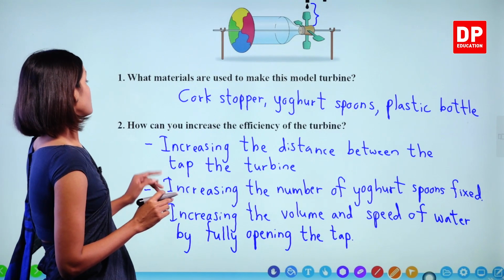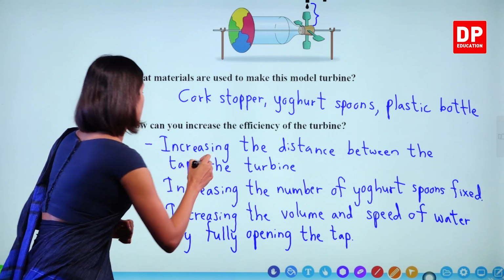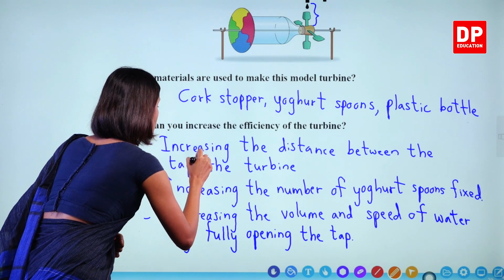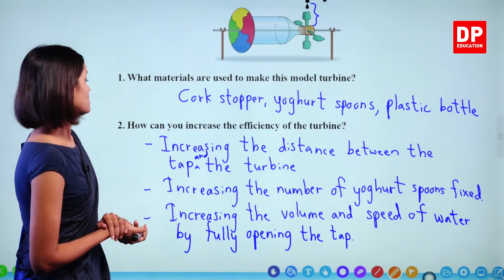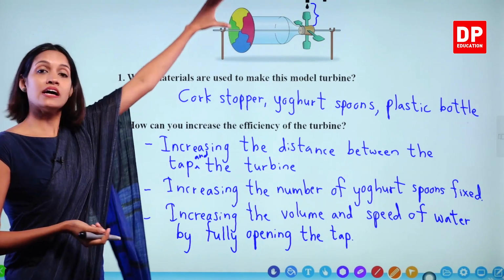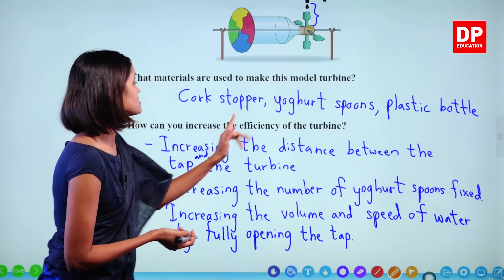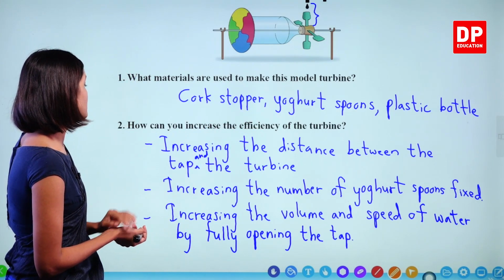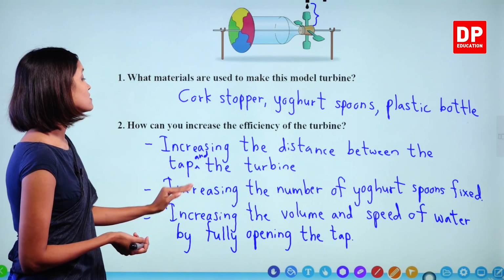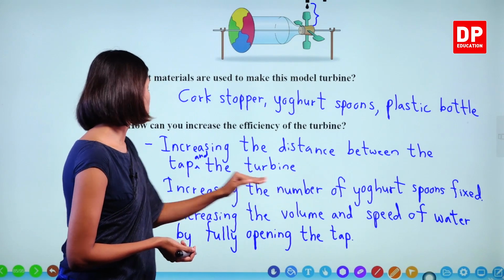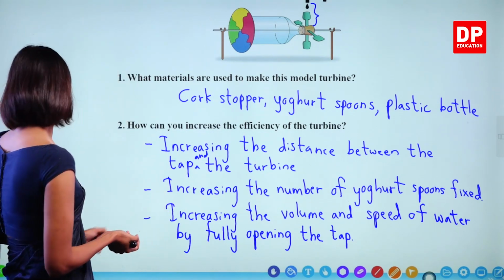Okay. Increasing the distance between the tap and the turbine. Right. Or increasing the height of the tap. Right. The location of the tap. Okay. Increasing the distance between the tap and the turbine. Increasing the number of yogurt spoons fixed. And increasing the volume and speed of water by fully opening the tap. Okay. Let's move to the next.